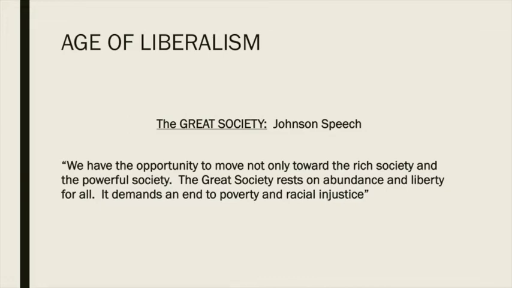President Lyndon B. Johnson will create a program called the Great Society. And what he said was this: we have the opportunity to move not only toward the rich society and the powerful society. The Great Society rests on abundance and liberty for all. It demands an end to poverty and racial injustice. So examples of Johnson's Great Society were the Civil Rights Act and the Voting Rights Act.